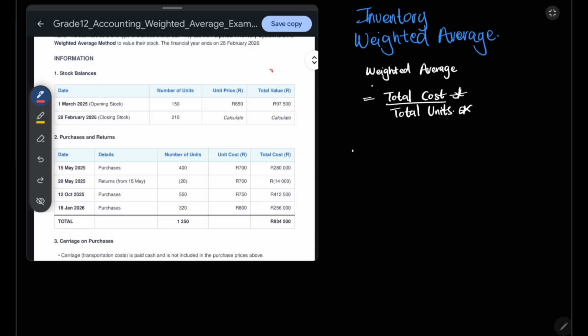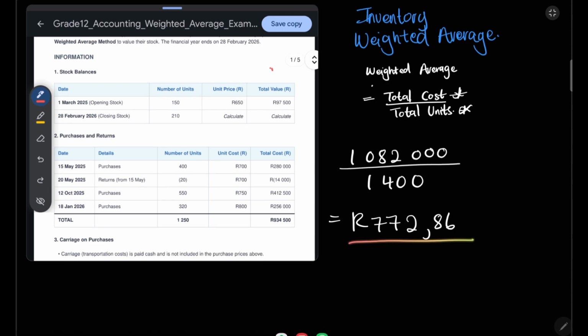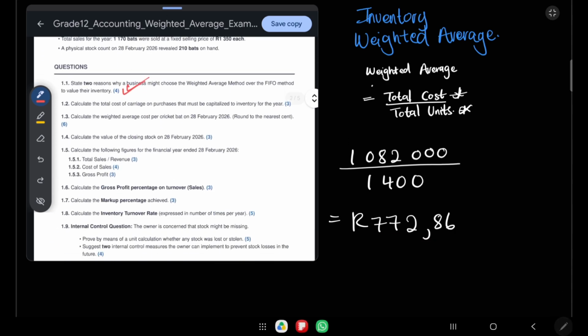Our total cost was 1,082,000 and our total units was 1,400 units. So let's see, 1,082,000 divided by 1,400, you should get 772.86. Now this is the total cost of the, let me check, we've done this. This is the weighted average cost per cricket bat. Now let's move to the next question.